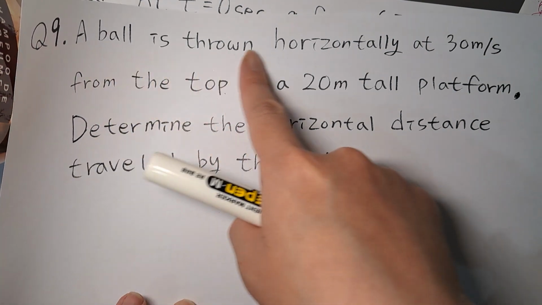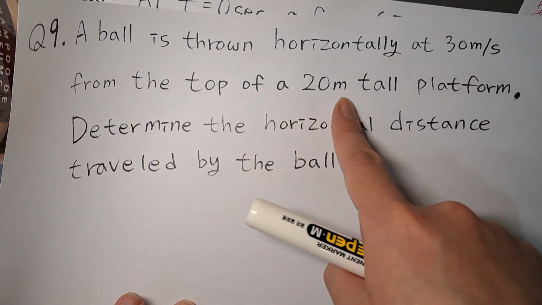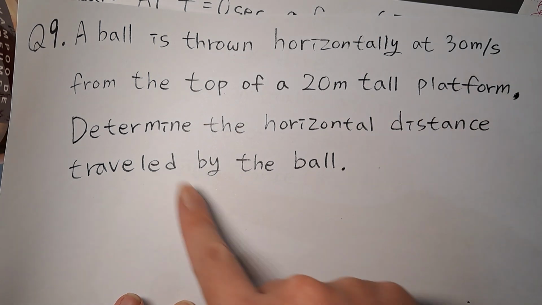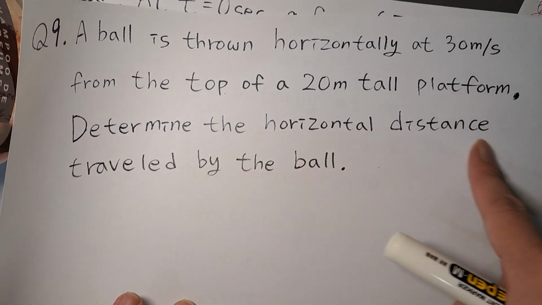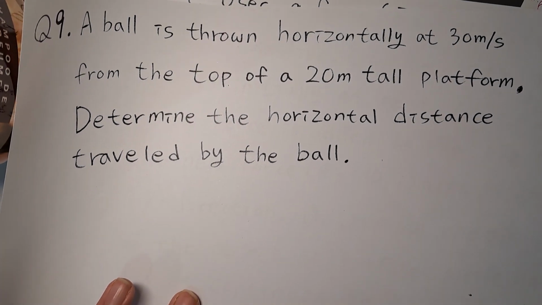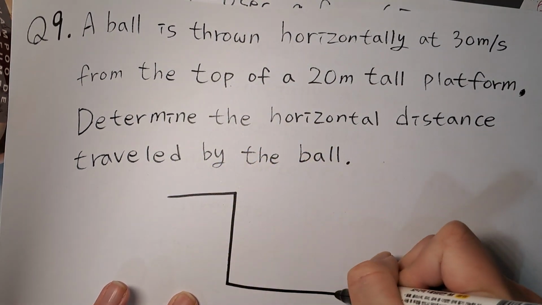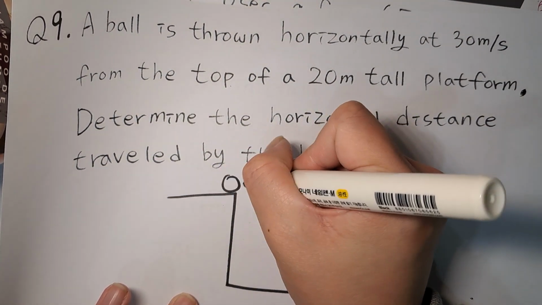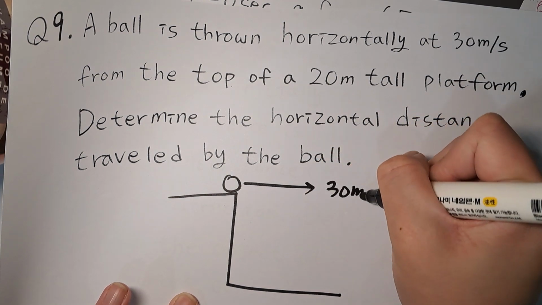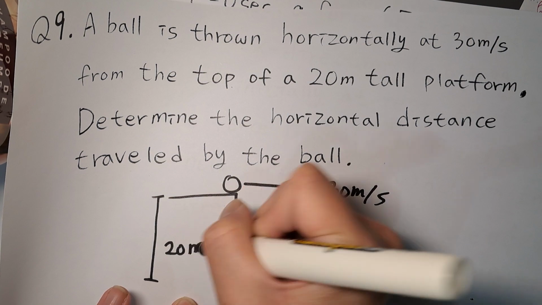A ball is thrown horizontally at 30 meters per second from the top of a 20-meter tall platform. Determine the horizontal distance traveled by the ball. So the ball is thrown horizontally at 30 meters per second from the top of a 20-meter tall platform.